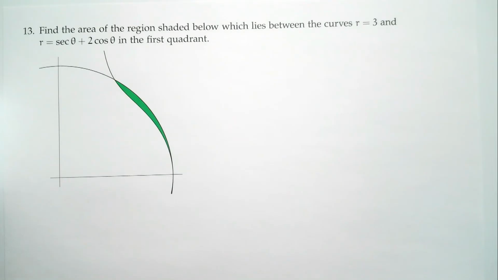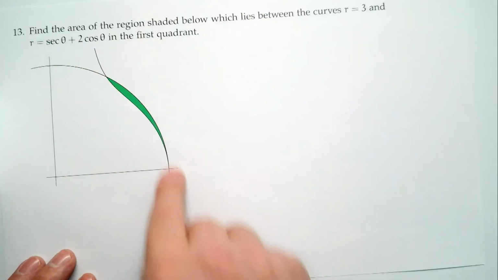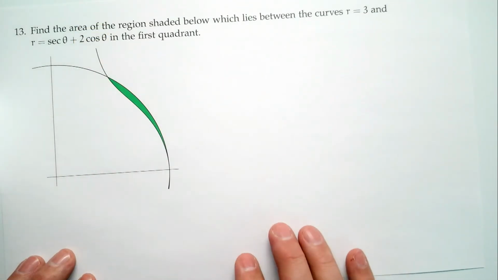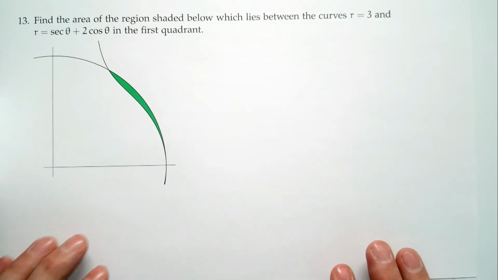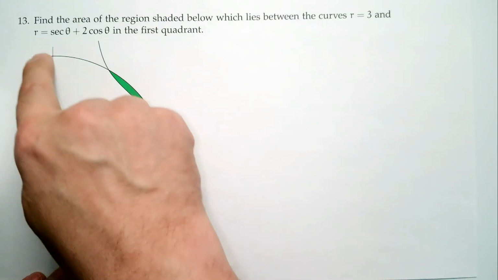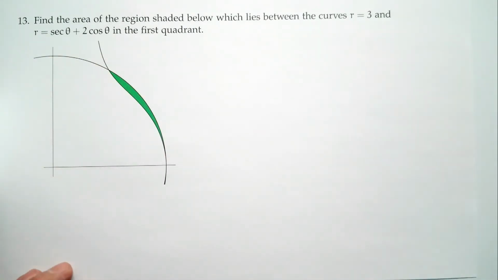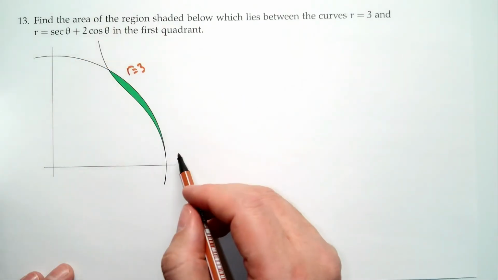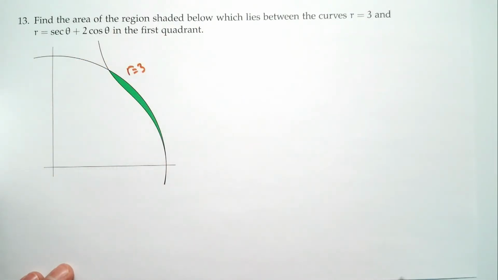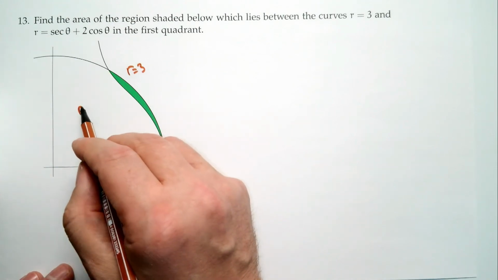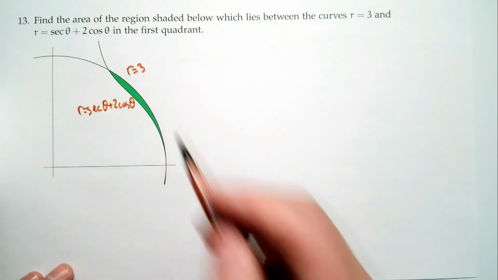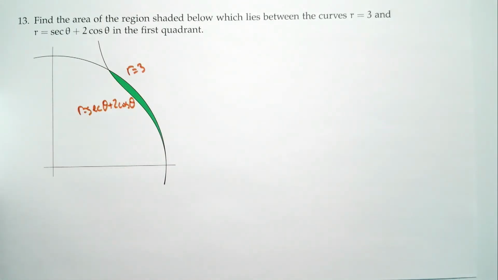Now, there are two curves. There's this curve here, and then there's this more interesting curve. Let's see if we can figure out which curve is which. Which curve is the r equals 3 curve? Yeah, that's the circle one. That's not so hard to figure out. R equals a number is a circle. So r equals 3 is this circle, which means by process of elimination, the other one is the secant theta plus 2 cosine theta curve. Okay, so that's good news. We figured out which curve is which.